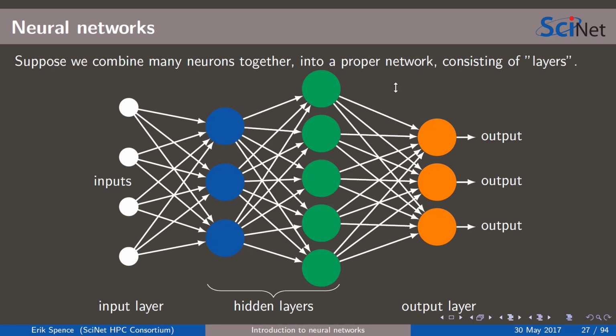So that's one neuron. It's impressive, isn't it? This is where we're going. Suppose instead of one neuron, we did something a little more involved. Suppose we bundled a whole bunch of neurons together in layers.